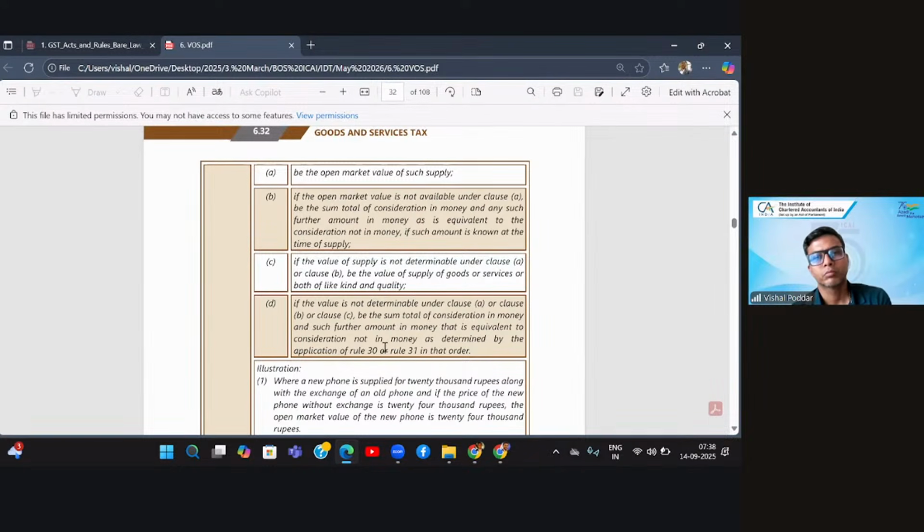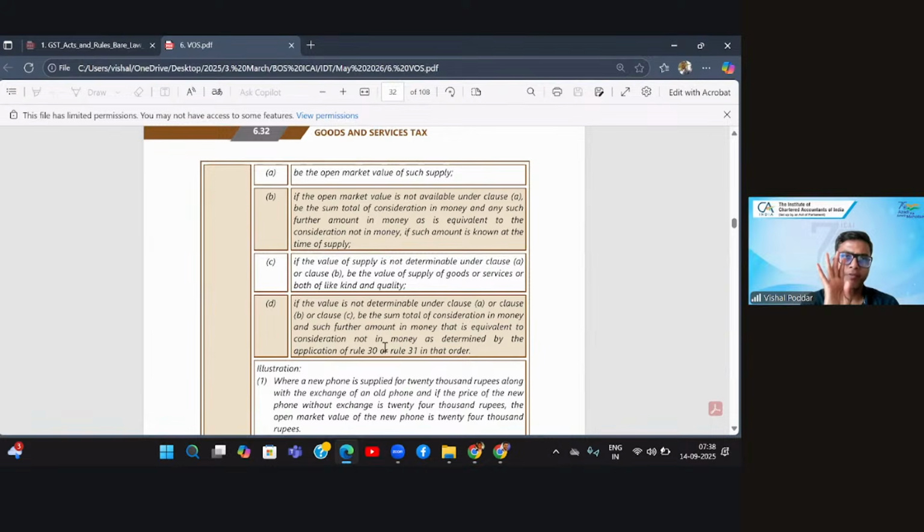Clause C. If the value of supply is not determinable under Clause A or Clause B, the value of supply of goods or service or both of like kind and quality. Now, Clause D. If the value is not determinable under Clause A or Clause B or Clause C, the sum total of consideration in money and such further amount in money that is equivalent to consideration not in money as determined by the application of Rule 30 or Rule 31 in that order.